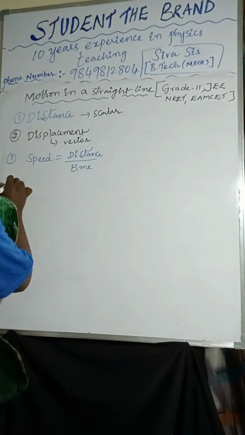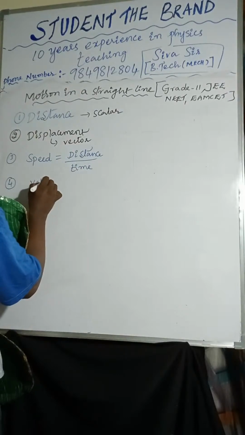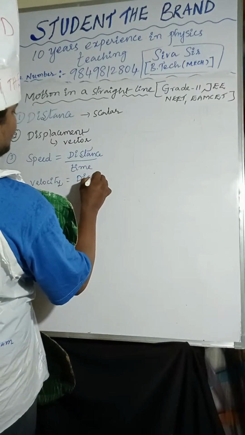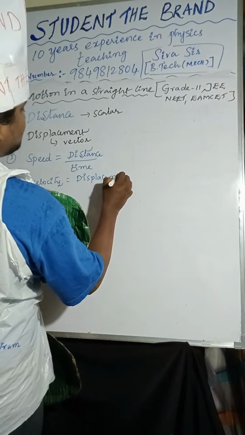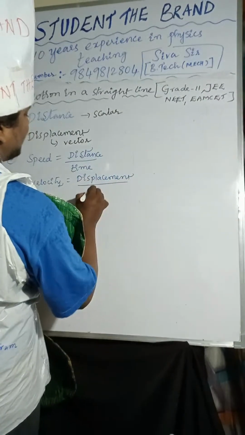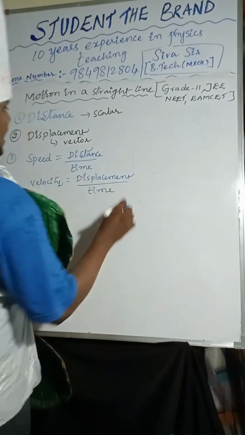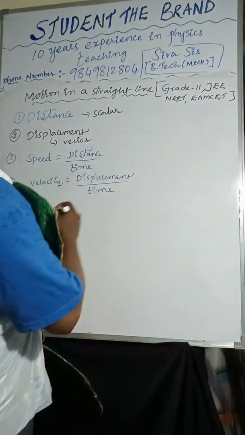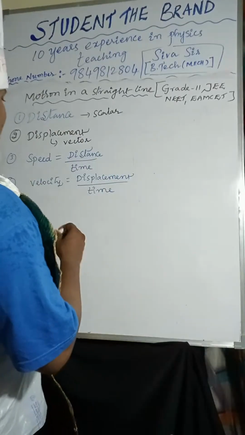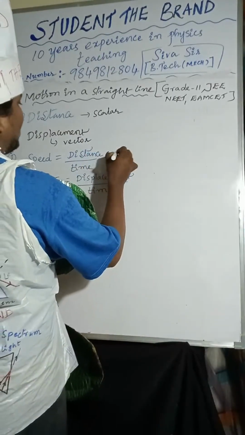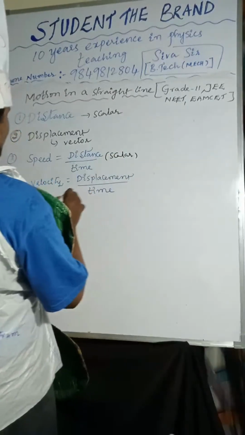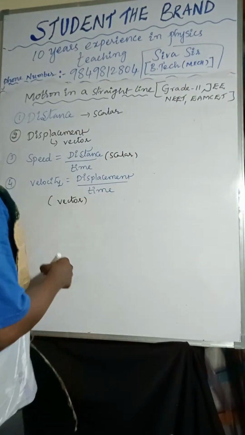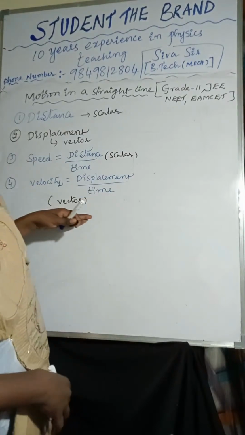And the fourth one, velocity. Displacement per unit time is called velocity. Speed is a scalar quantity. Velocity is a vector quantity.